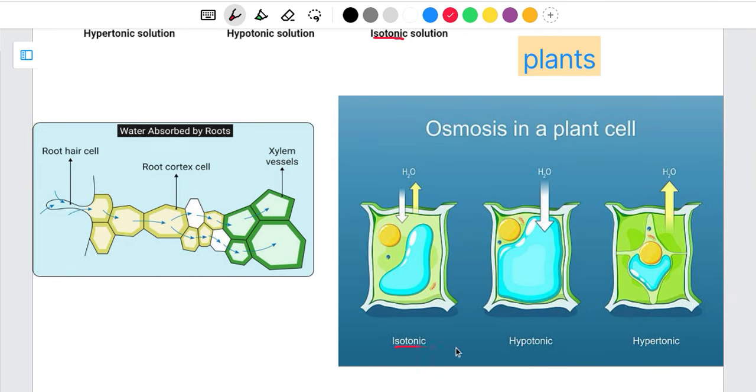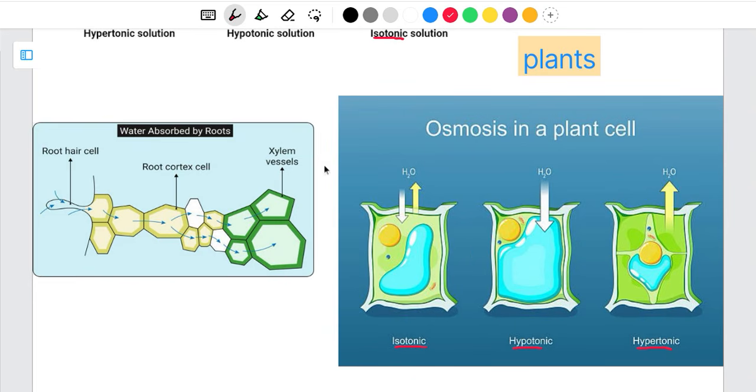So isotonic, hypotonic, hypertonic. When a plant cell is placed in isotonic, nothing is going to happen. There is no net movement here. When you place a plant cell in a hypotonic solution, it will gain water, but it won't burst because of the cell wall. Then when you place a plant cell in hypertonic, it will lose water, and it is going to undergo plasmolysis. So this one is called a plasmolysed cell. All those things you have to know.